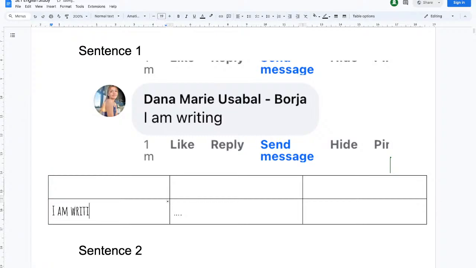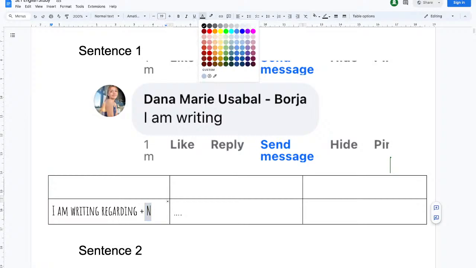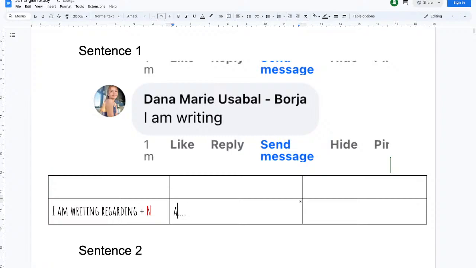So let me put this here. I am writing. But then we would say regarding, okay? And then we're going to add in the name of the person, okay? So this is always the name. So I'm writing regarding Mr. Smith. I'm writing regarding Mrs. Jones. I'm writing regarding Mr. Trump. Whatever it is, it would be their name, okay? What's next? What's the next thing that we write?